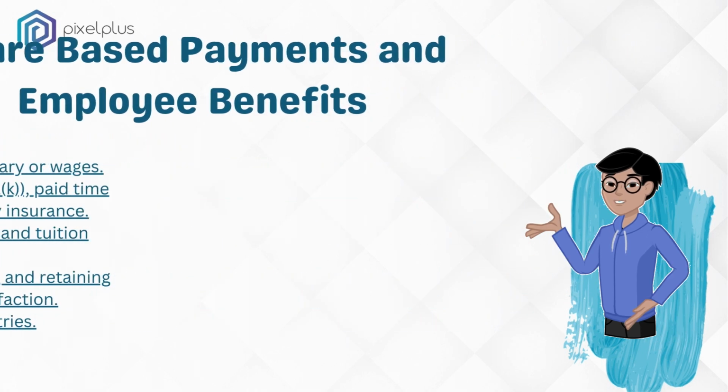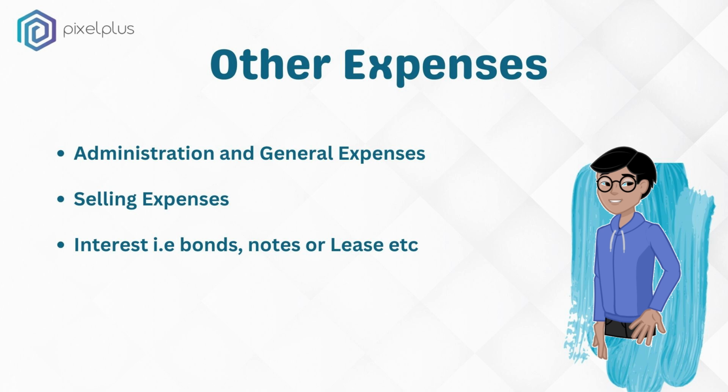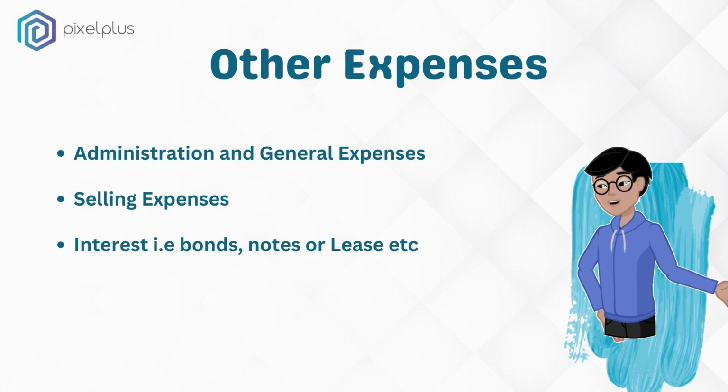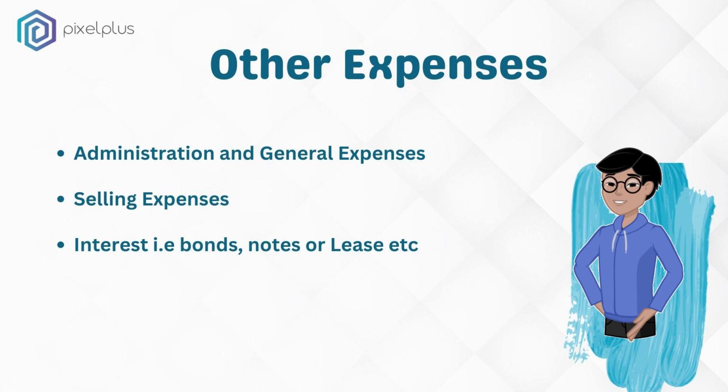In the income statement, we have already discussed the cost of goods sold or the COGS or CGS. But there are also some other expenses as well. The first one is the administration and general expenses. Administration and general expenses, often referred to as overhead cost, are the expenditure necessary to run the day-to-day operations of a business that are not directly tied to producing goods or services.